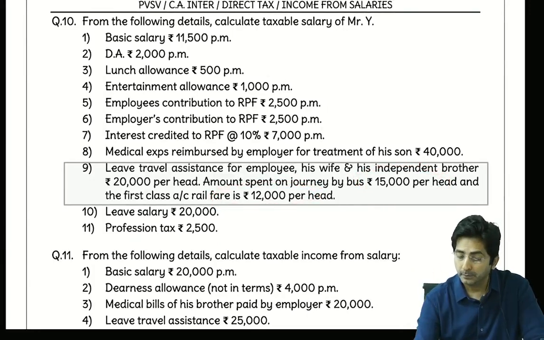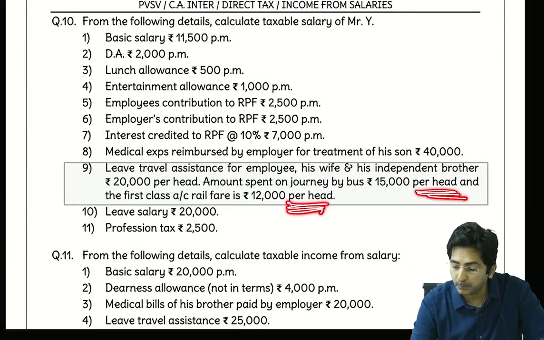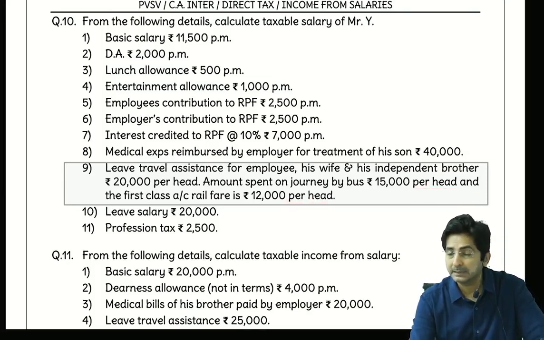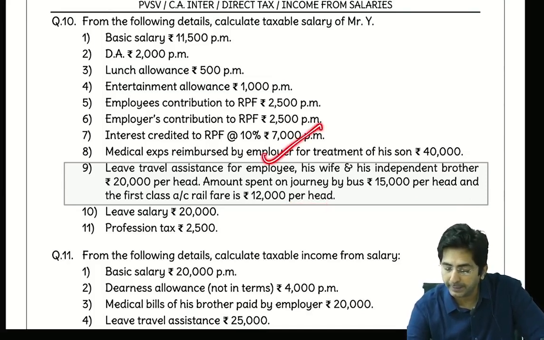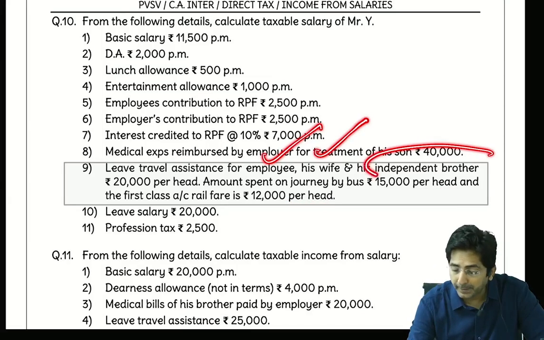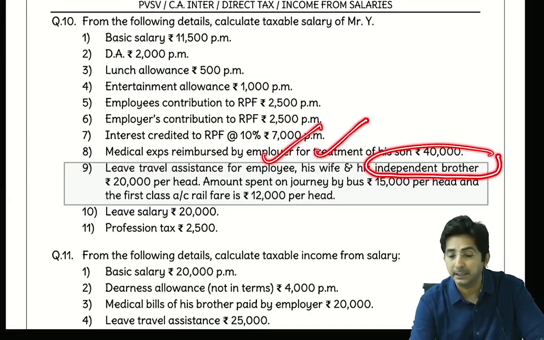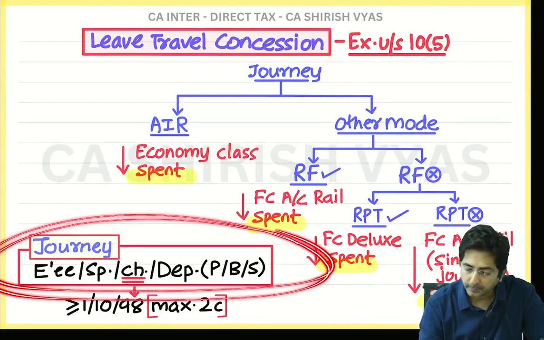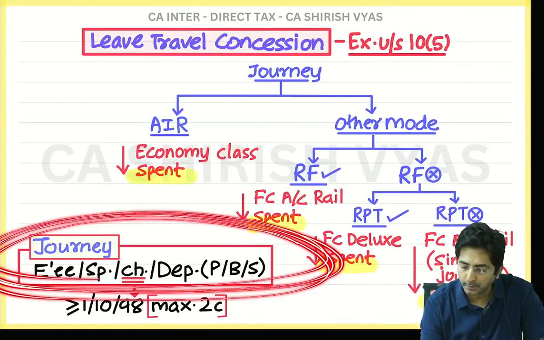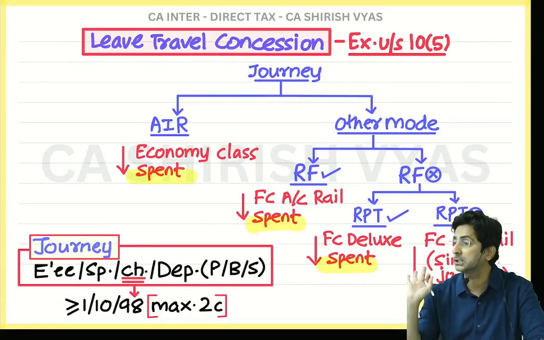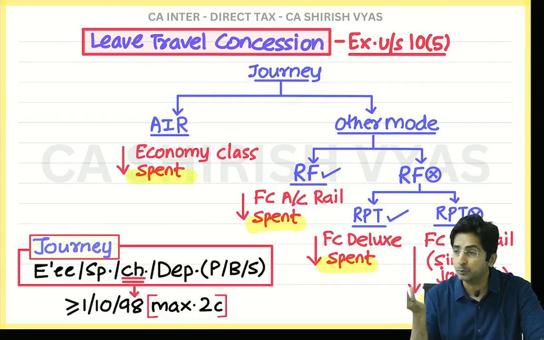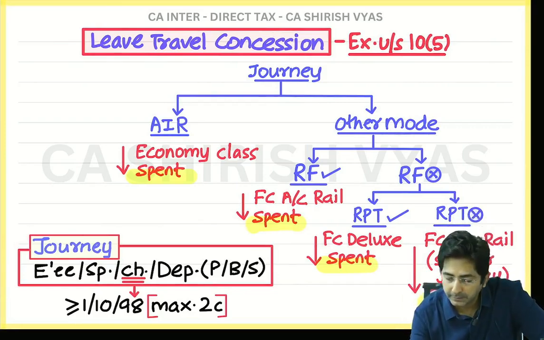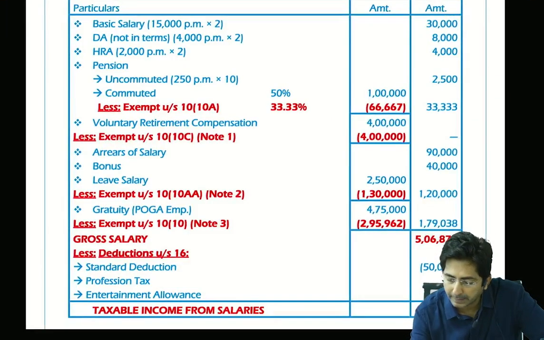You understand? Per head means it is per person. But is the exemption for all 3 people or only 2? Which 2? Employee and his wife. Because independent brother is not eligible. In our theory, what did I say? Whose journey should it be? Employee, spouse, children, dependent parents, brother and sister. So the brother should be dependent, so independent is not allowed. So see, finally, I can show you this answer directly.